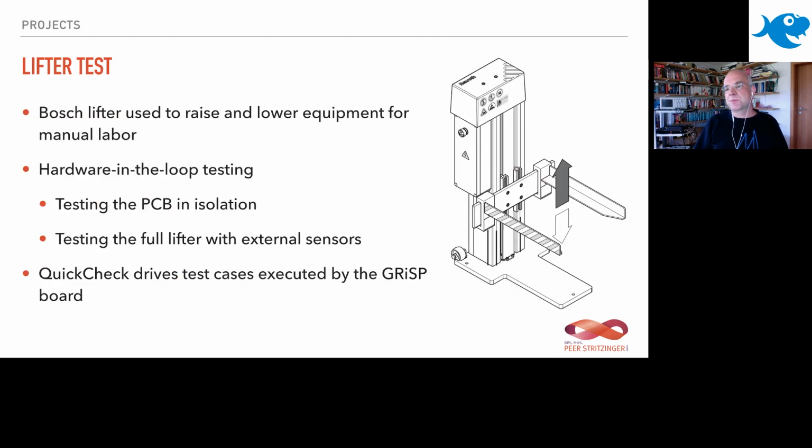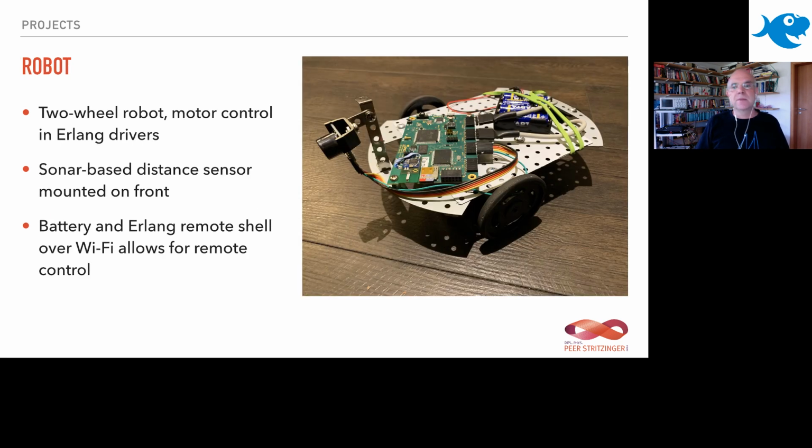We also use the GRiSP board together with QuickCheck to run hardware-in-the-loop tests driven by QuickCheck, where we control this machine that lifts cases off the floor so you don't have to go down. And we test this machine. The actual machine stands behind the screen, so I can't show it at the moment. And we move it, basically. We use the GRiSP board as an interface between the testing setup and the actual hardware.